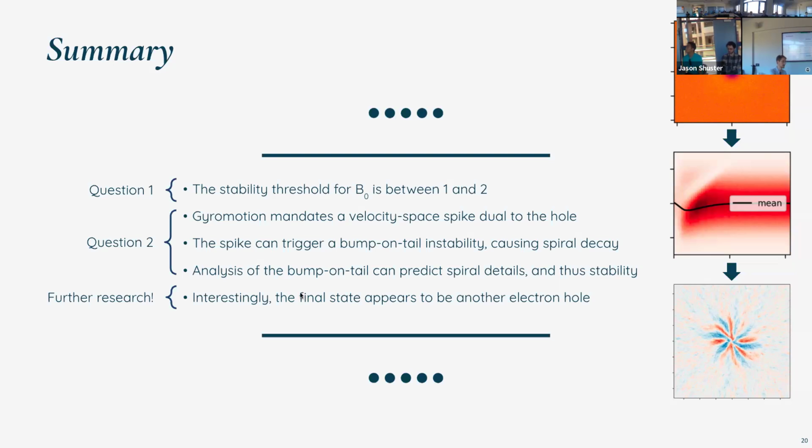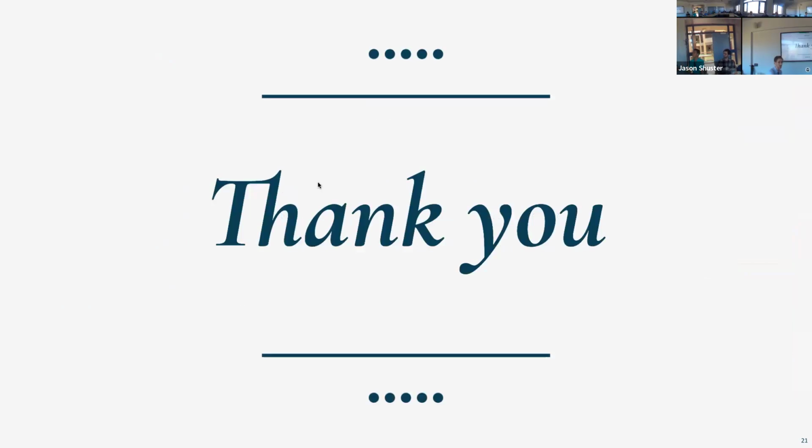And again, they decay to some other electron hole, which is also probably a BGK mode of some kind. It would be very interesting to know what properties it has that cause it to be stable. But that is all I have time for today. So thank you, and I'm happy to take questions.